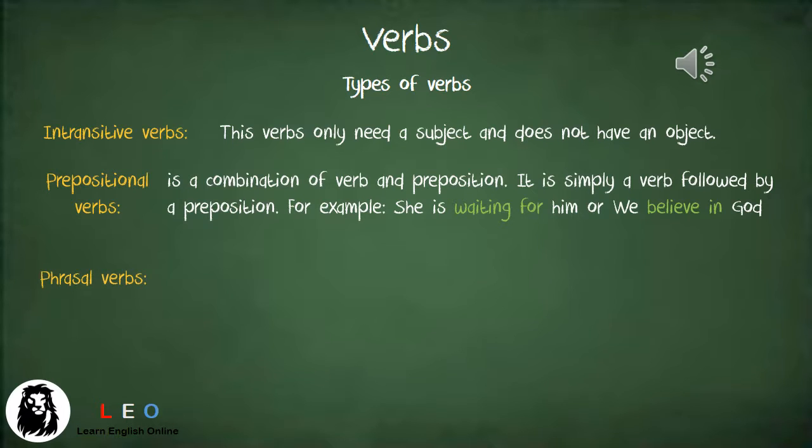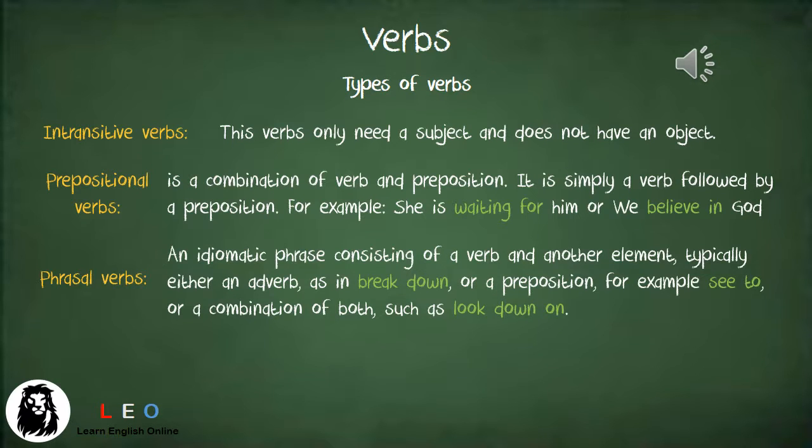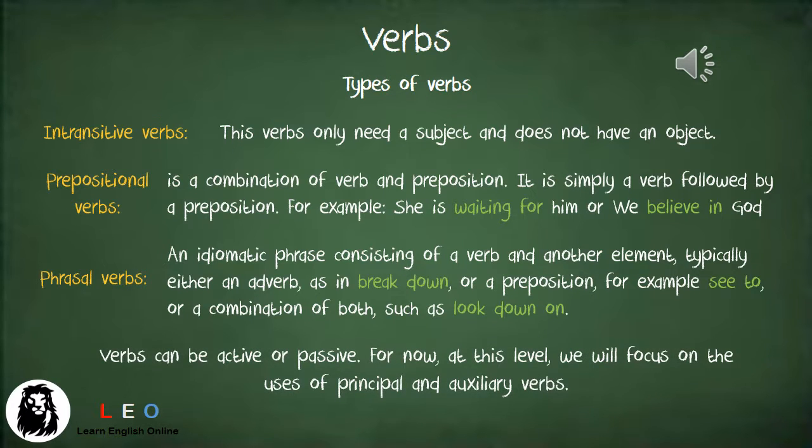And finally we have phrasal verbs, that is an idiomatic phrase consisting of a verb and another element, typically either an adverb, as in break down, or a preposition, for example, see to, or a combination of both, such as look down on. Verbs can be active or passive. For now, at this level, we will focus on the uses of principal and auxiliary verbs.